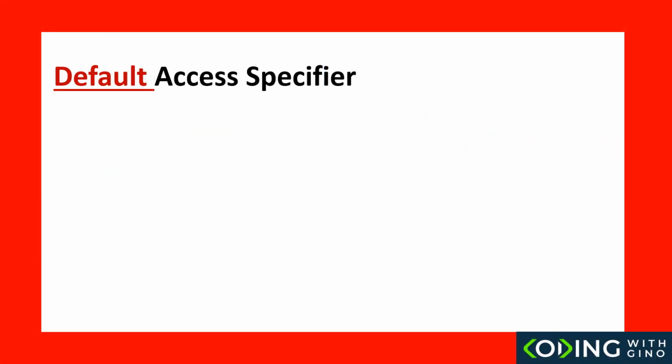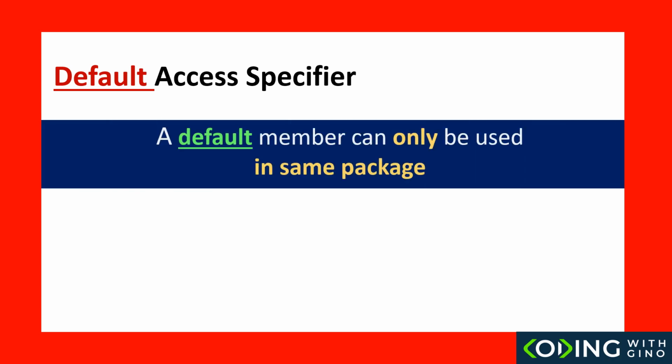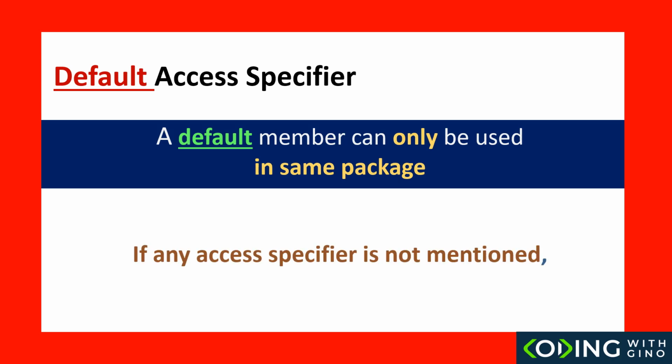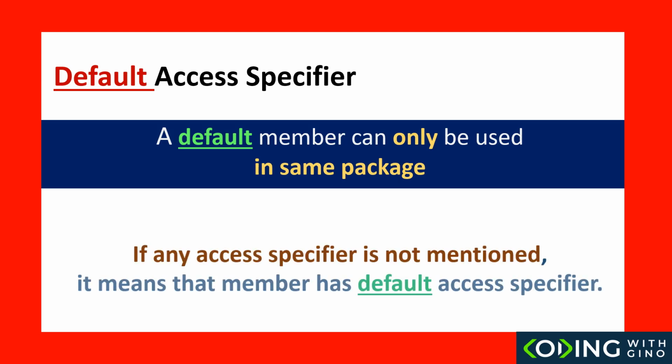Next comes the default access specifier. It provides much more visibility than private. A default member can be accessed anywhere in the same package, okay? For this access specifier, we don't explicitly write the word default. Instead, if any access specifier is not mentioned for a member, it means that member has the default access specifier. Remember this.